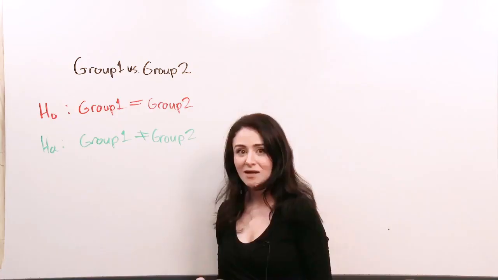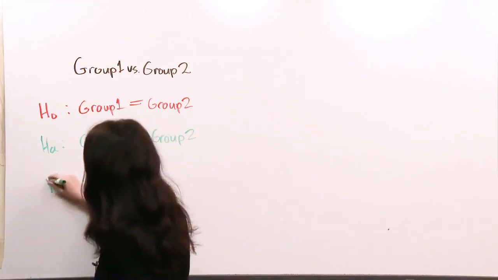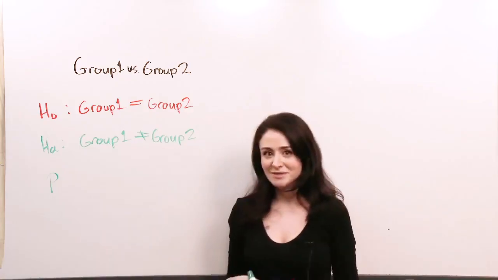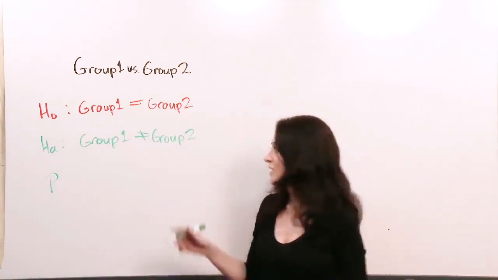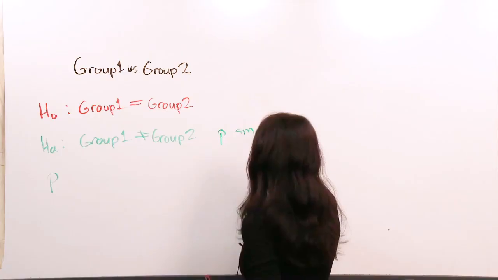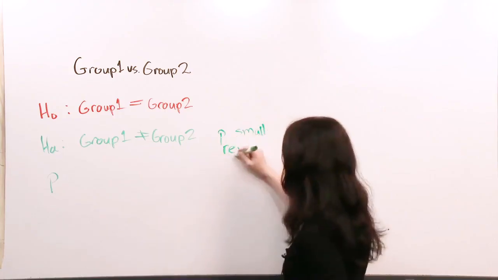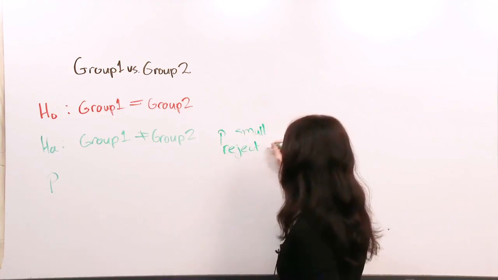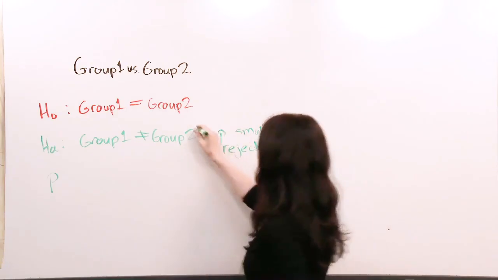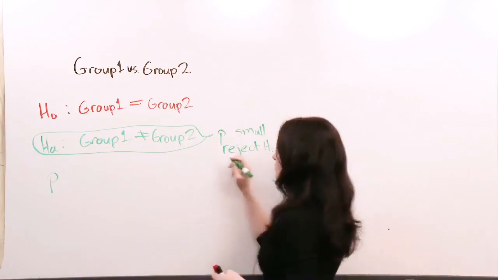The way that we decide whether or not to reject the null hypothesis is with something called a p-value. The p-value is calculated using our data. So we plug our data into some statistical software and out comes a p-value. And if the p-value is small, that means that we get to reject the null hypothesis. We're betting that this is not true. We're betting that this is true, that there is a difference between the two groups. So when p is small, we get to reject the null.